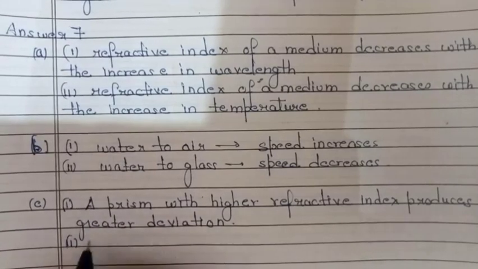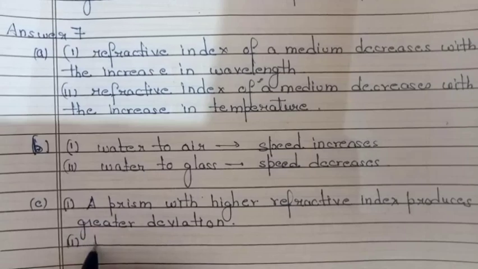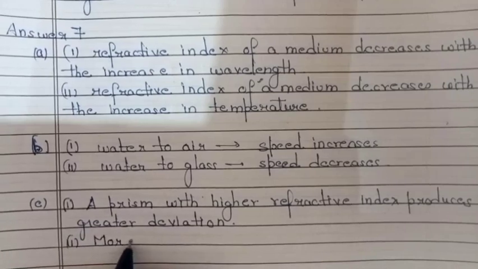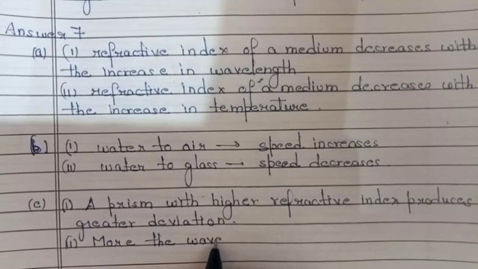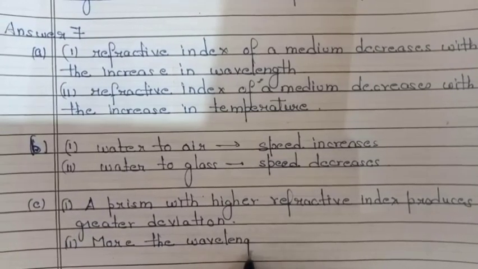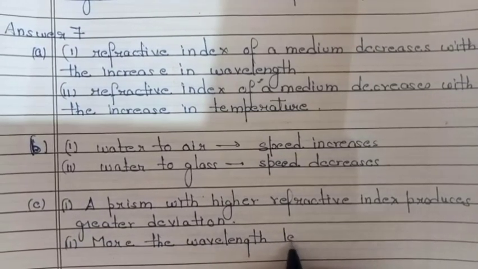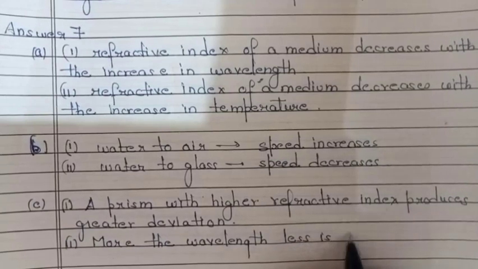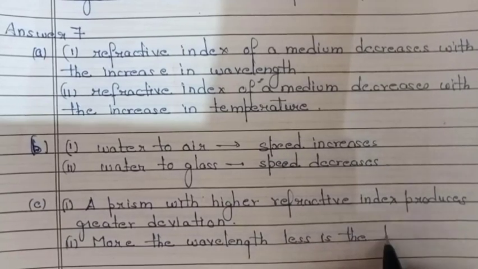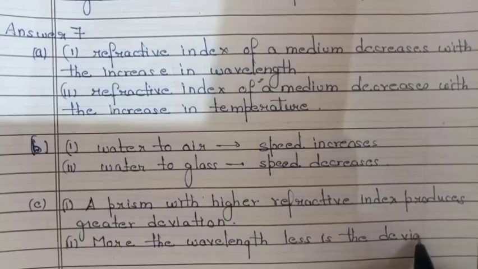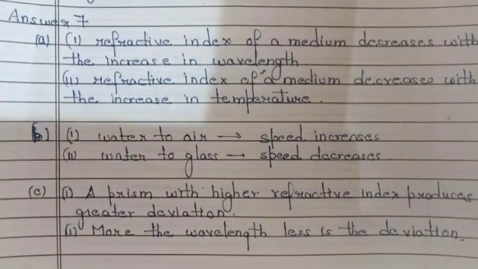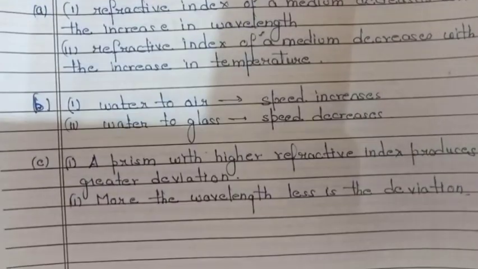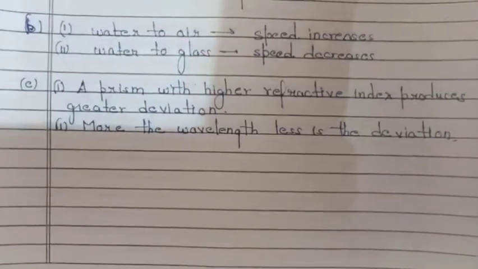Second, we have to tell how the deviation depends on the wavelength. So we can say more the wavelength, less is the deviation. This is clear to you now? Okay, now moving on to the D part.